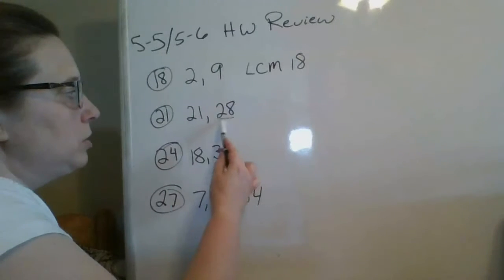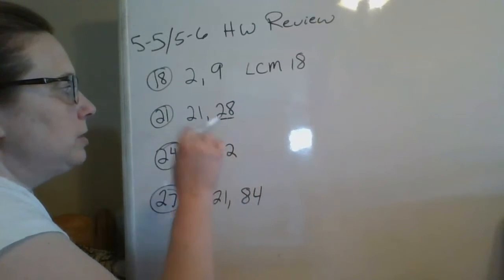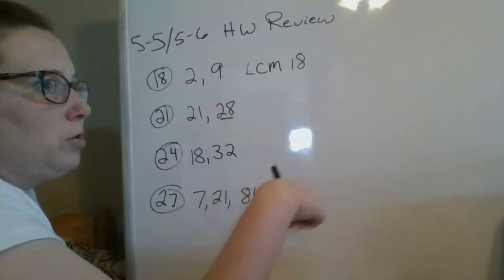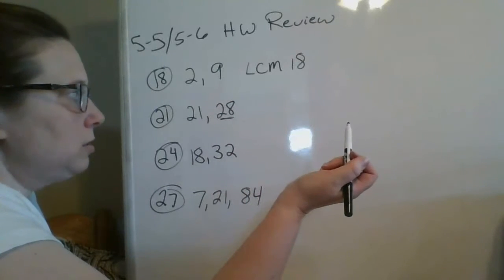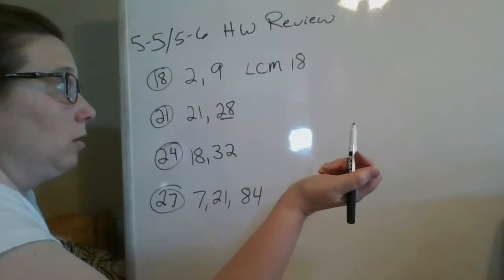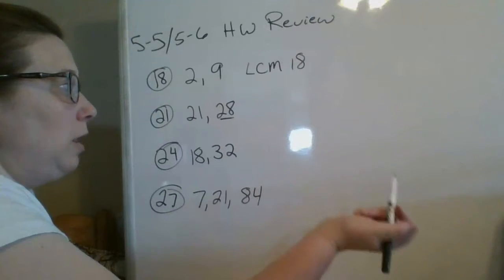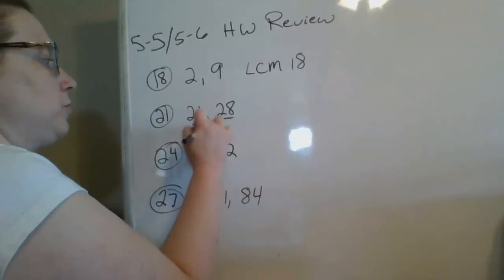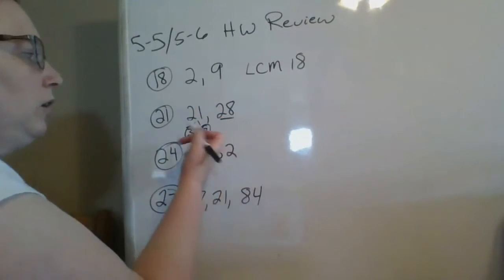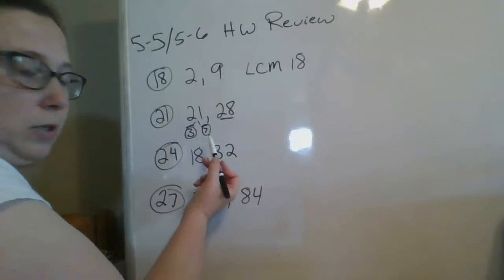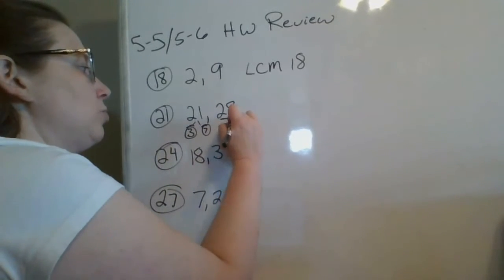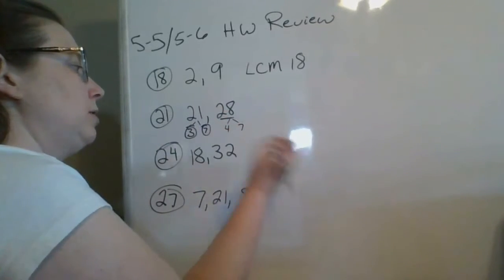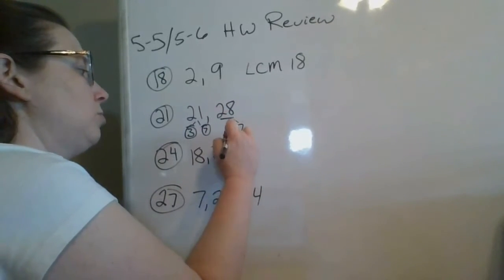21, let's see, we start with 28. 21 does not go into 28. So I need to think about multiplying 28 by things until I get our least common multiple. That sounds a little frightening to me, so I'm actually going to take the factor tree route on this one. 21 factors super easily, 3 times 7. 28, let's see, we'll do 4 and 7 and then 2 and 2.